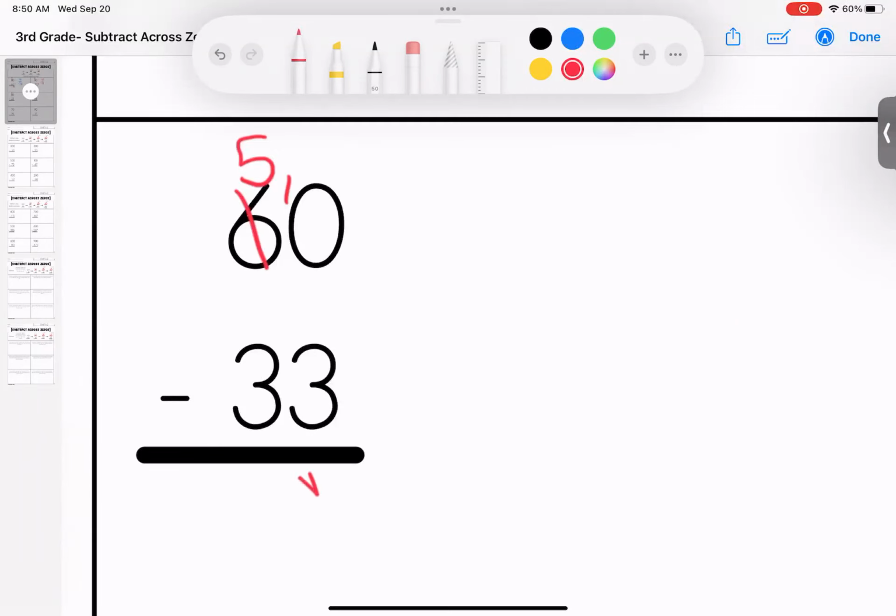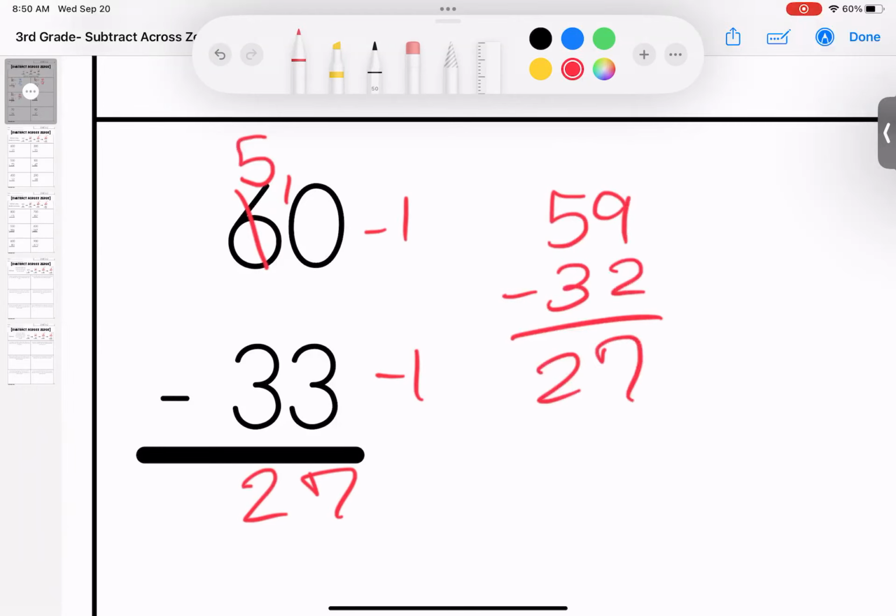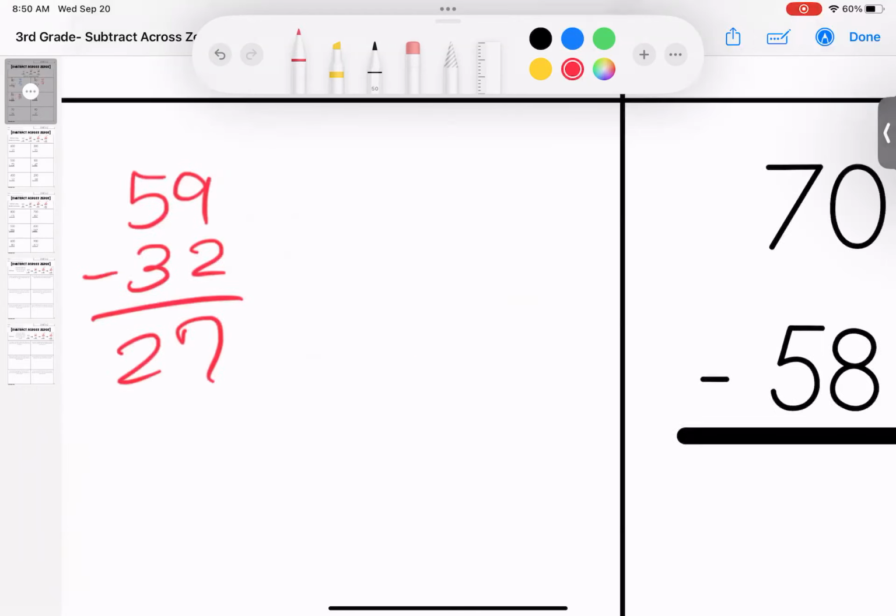Coming down here, borrow from my 6 and give it 10 ones. 10 minus 3 is 7. 5 minus 3 is 2. If we do the distance dance, it becomes 59 minus 32, which also gives you 27.